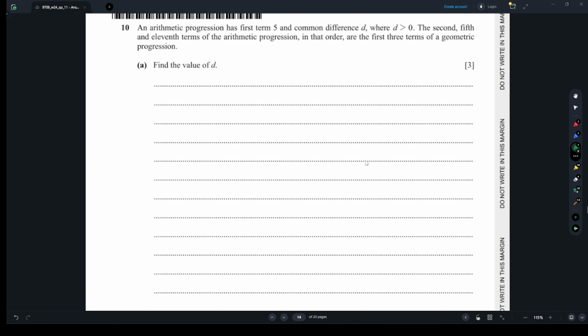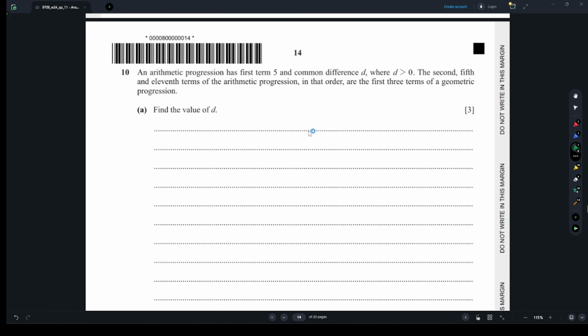Okay, so question 10. An arithmetic progression has 5 terms. Oh sorry, the first term is 5 and the common difference is d, where d is greater than 0. The second, fifth and 11th terms of the arithmetic progression in that order are the first 3 terms of the geometric progression.